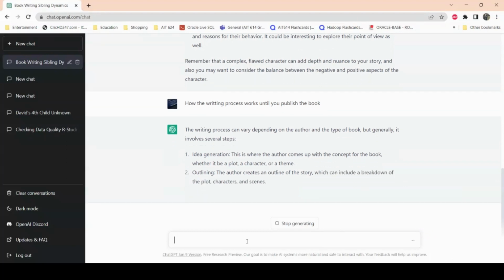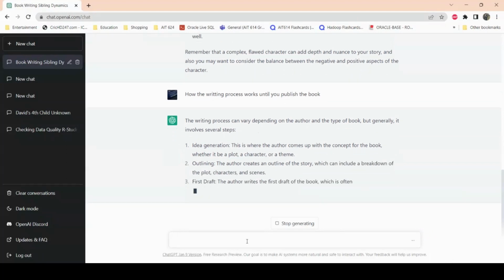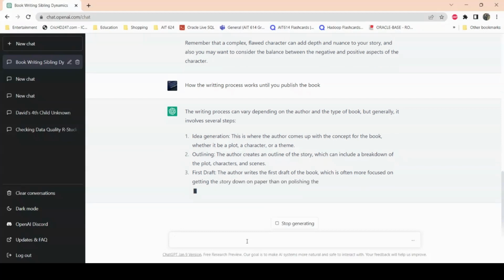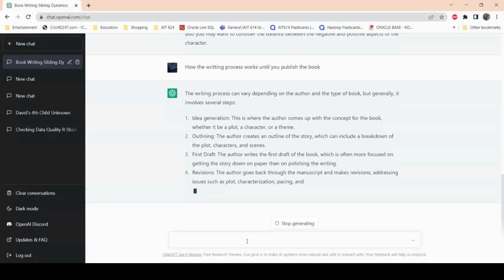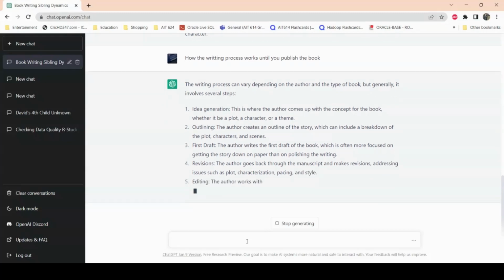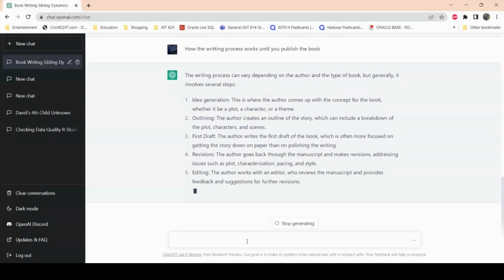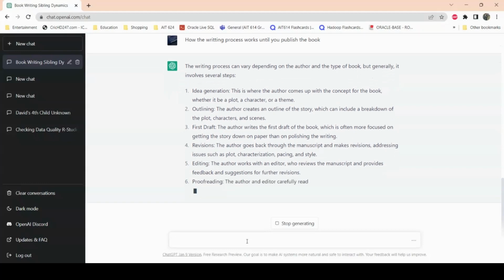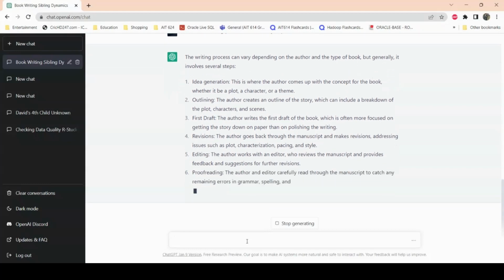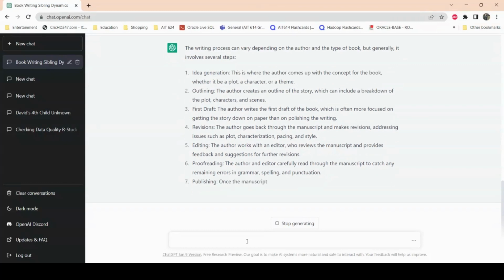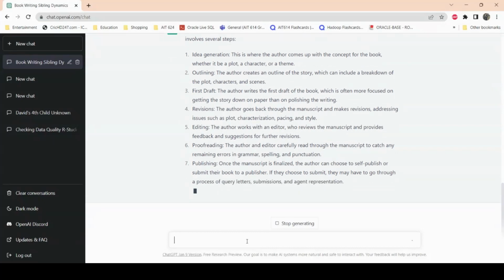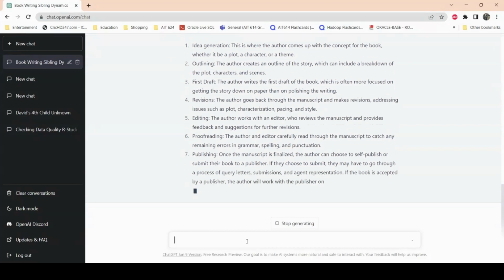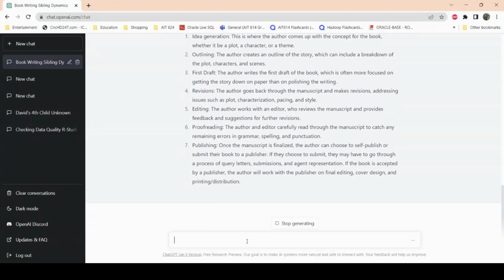So idea generation, this is where the author comes up with the concept of the book, whether it is a plot, a character, or a theme. So you need to have an idea of, of course, what you want to write a book about. And then outlining, the author creates an outline of the story, which can include a breakdown of the plot, characters, and scenes. And then the first draft, the author writes the first draft of the book, which is often more focused on getting the story down on paper than on polishing the writing.